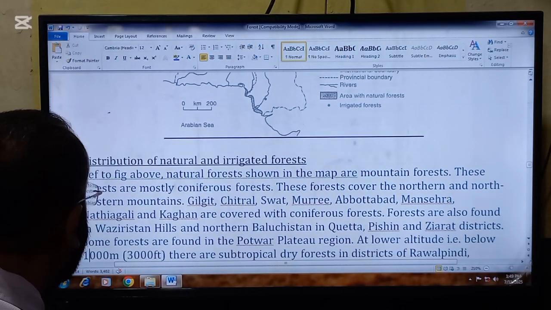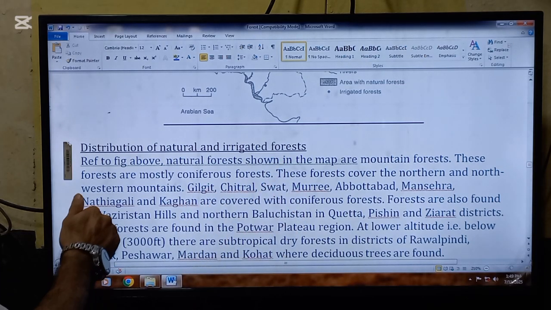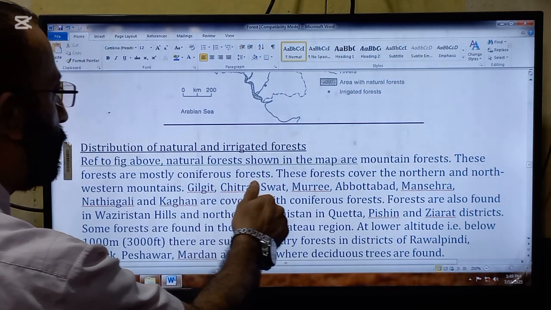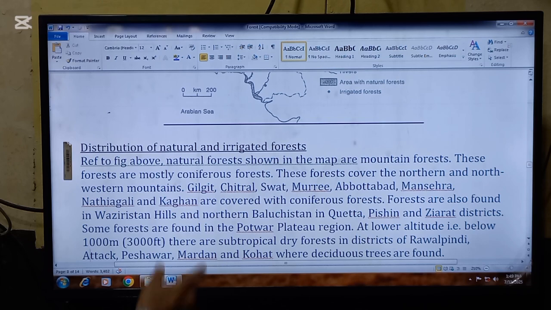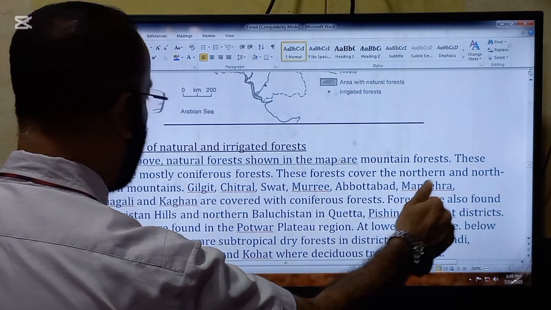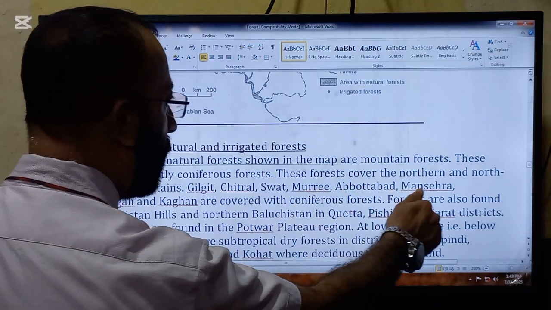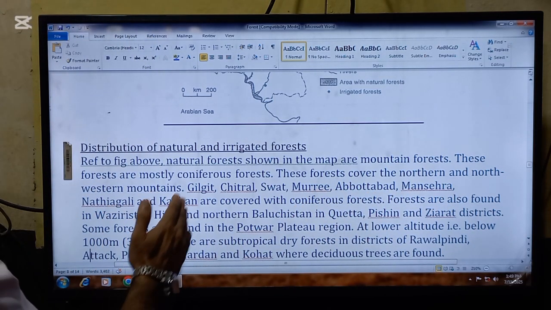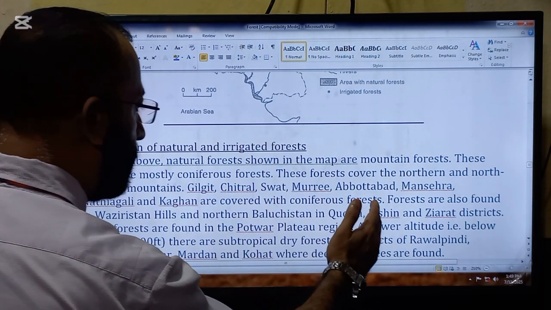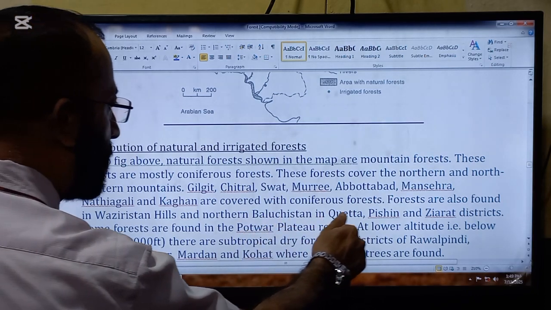The next thing that we are going to read is the distribution of the natural and irrigated forest. Reference to the figure above, natural forests shown in the map are mountain forests. So natural forests are mountain forests. These forests are mostly coniferous forests. These forests cover the northern and northwestern mountains. Gilgit, Chitral, Swat, Murree, Abbottabad, Mansehra, Nathia Gali and Kaghan are covered with coniferous forest.